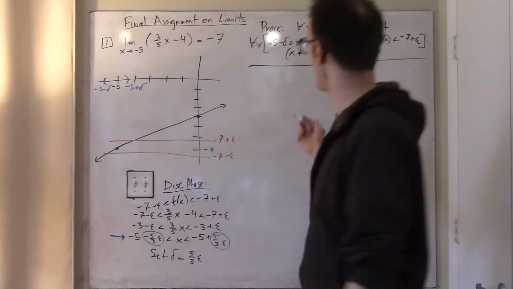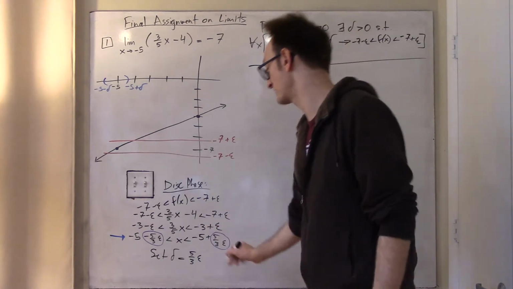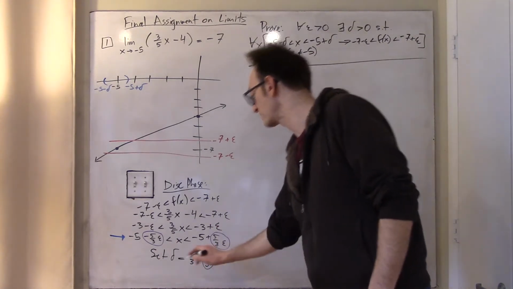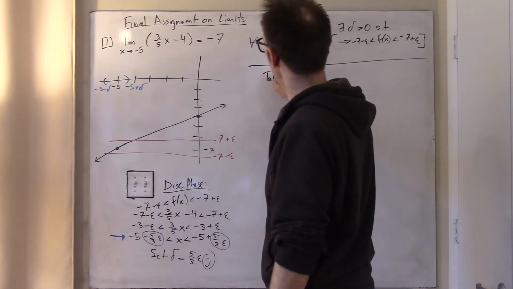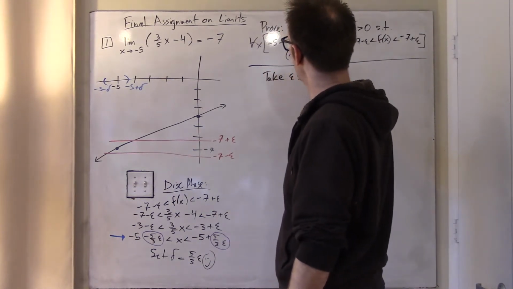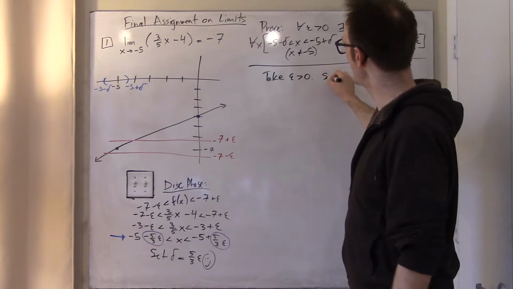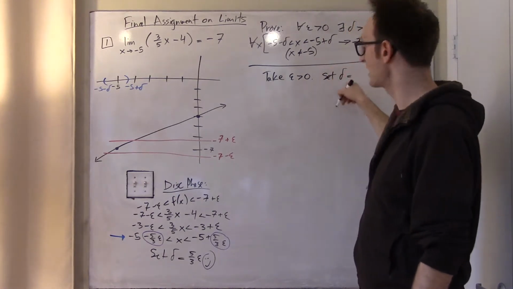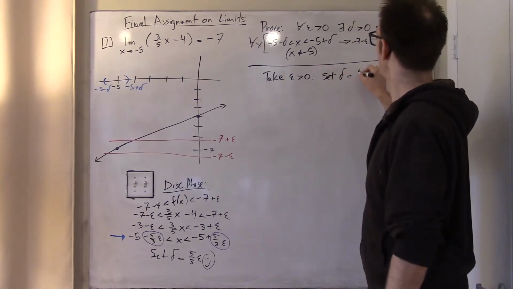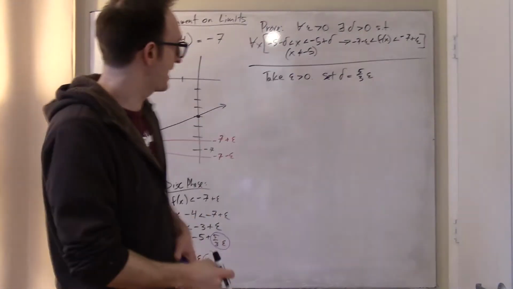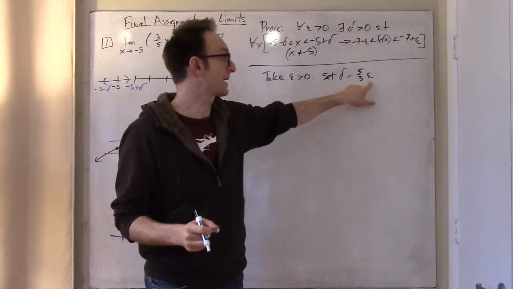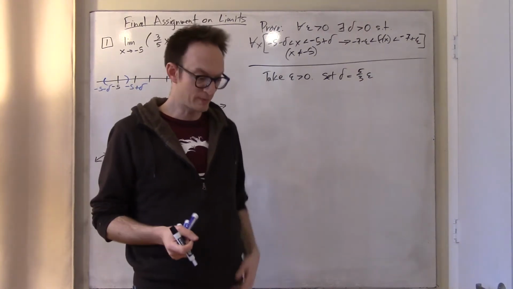So now it's a matter of us doing it. Now that I've discovered the delta that works, the proof itself should be easy. What happens? Someone challenges me with an epsilon, so I take an epsilon greater than 0, and I immediately respond to that person by setting my delta to be 5/3 of whatever they just told me. And of course this makes sense. Epsilon's always positive, so multiplying a positive number by 5/3, it will still be positive.